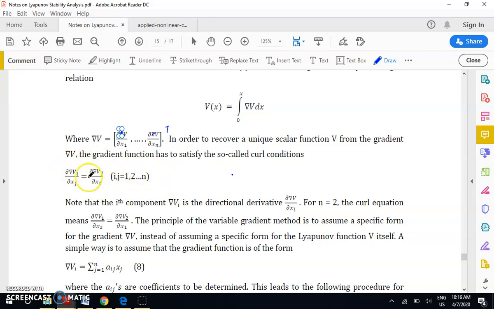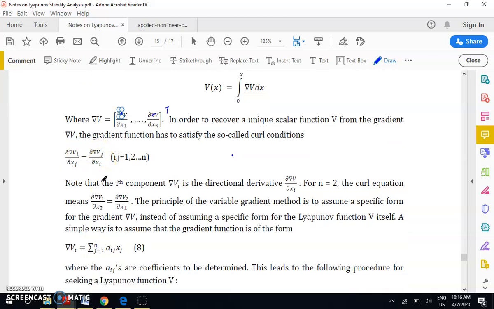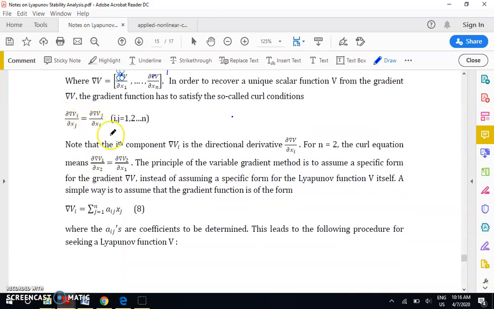Now although for an n-dimensional system this looks difficult, for a second order system it would simply mean ∂/∂x2 of ∇v1 is equal to ∂/∂x1 of ∇v2. Note that the ith component of ∇v is the directional derivative of v. For n equal to 2, the curl condition means ∂/∂x2 of ∇v1 is ∂/∂x1 of ∇v2.